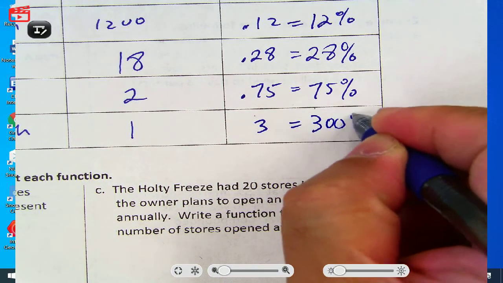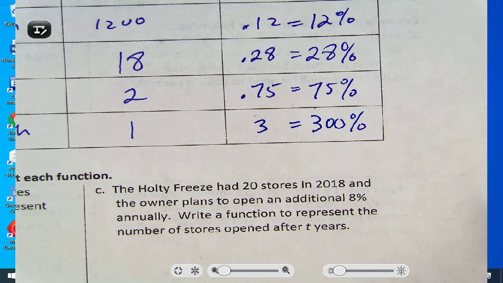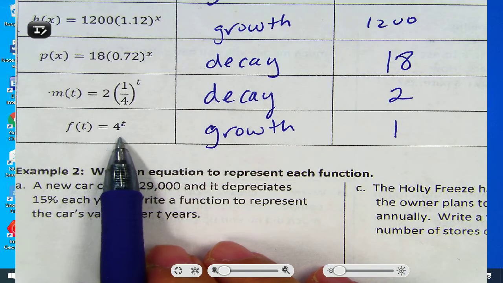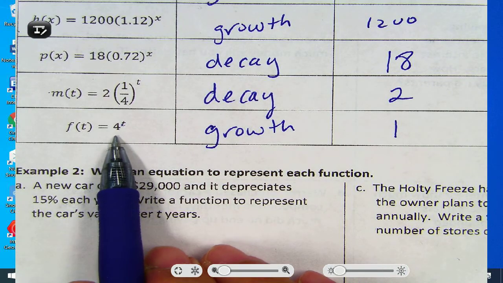What is 3 as a percent? 300%. So it's growing at a 300% rate. How'd you get 3? 4 minus 1. The 4 is the base of the exponent, so it's 4 minus 1. That's how I got 3.